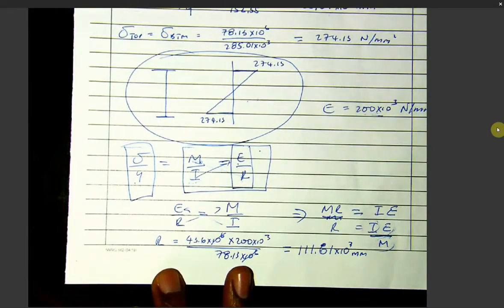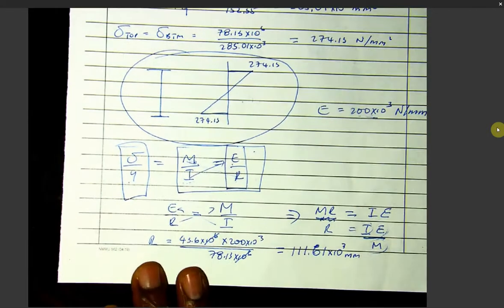So that's how you calculate the bending stresses. In terms of the compression stresses and the tensile stresses, it's straightforward, guys. You just take the tension force and divide by the cross-sectional area. Take the compression force and divide by the cross-sectional area.